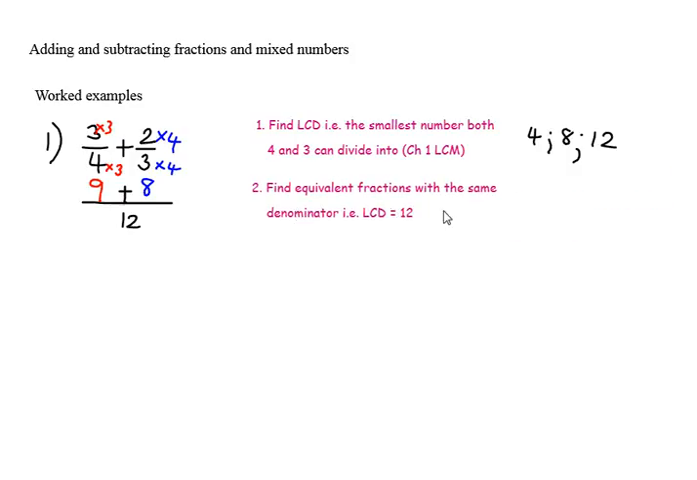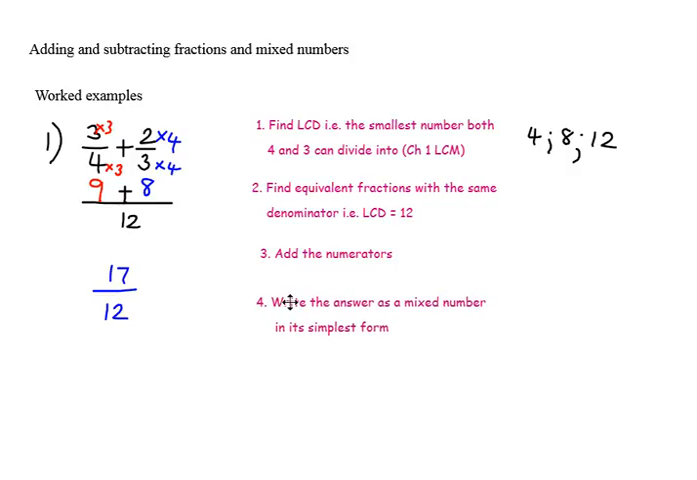So we had to find equivalent fractions with the same denominator, i.e. the LCD, which is 12. The next thing we're going to do is add the numerators. So 9 plus 8 is 17 over 12. And then finally, we've got to write the answer as a mixed number.